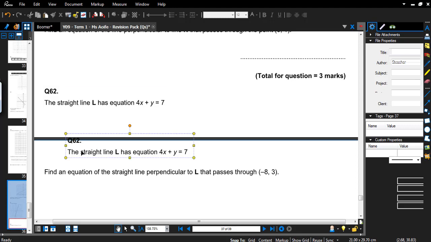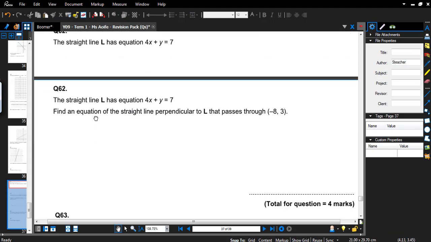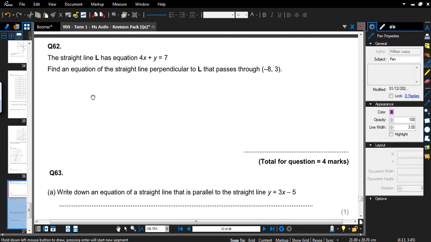Alright, now, so we got this, question 62. Alright, so we're looking for perpendicular to L, yes. Now, L has this equation, but we want that in the form y equals mx plus c. That's the way we like it. So let's rearrange it. So we're going to have y equals, that comes across, minus 4x plus 7.